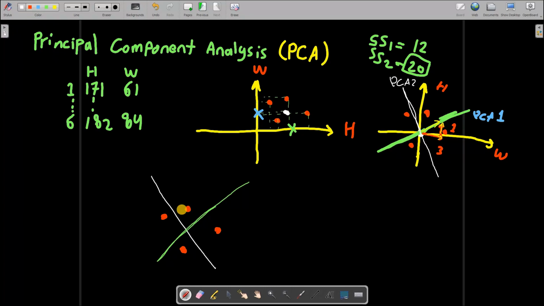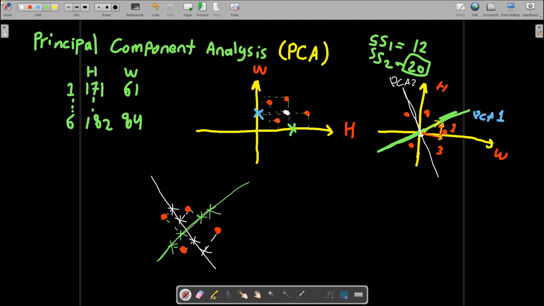Let's make the PCA1 projection. So the first point, this one is going to be projected here. This point will be projected here. This one will be projected here. And this one will be projected here. Okay? Now we will go again on this point. This will be projected here. This will be projected here. This will be projected here. And the last one will be projected here.